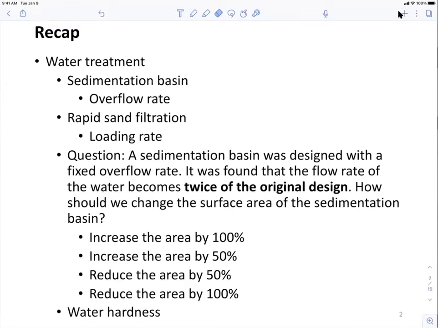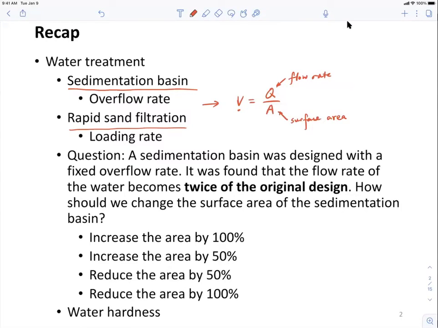So last class, we mainly talked about the sedimentation basin and the sand filters, right? So for both of these systems, we have a general equation that is basically velocity equal to Q divided by A. Okay, so Q is the flow rate. And then A is the surface area. It's just the V here has different meanings for sedimentation basin and the sand filtration.